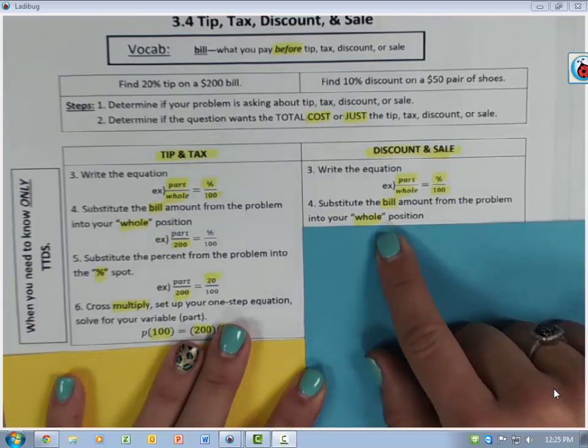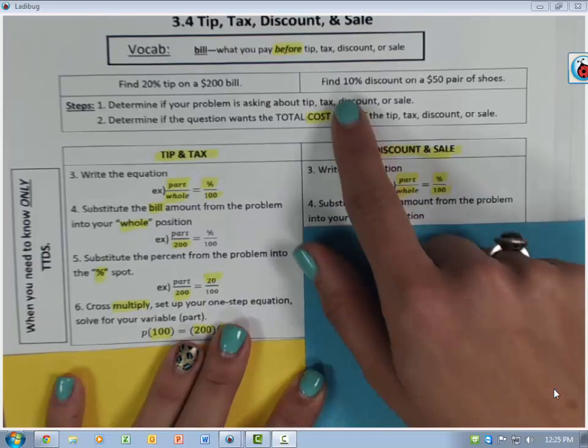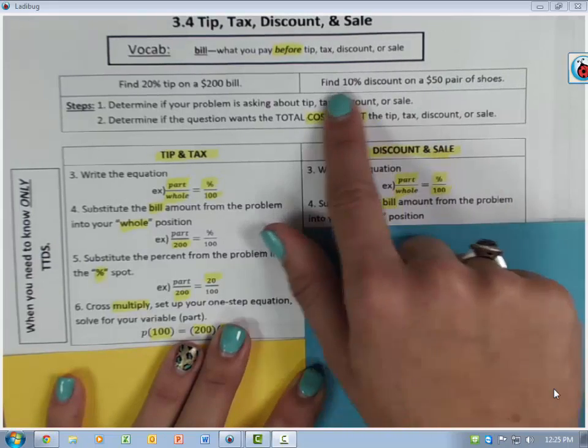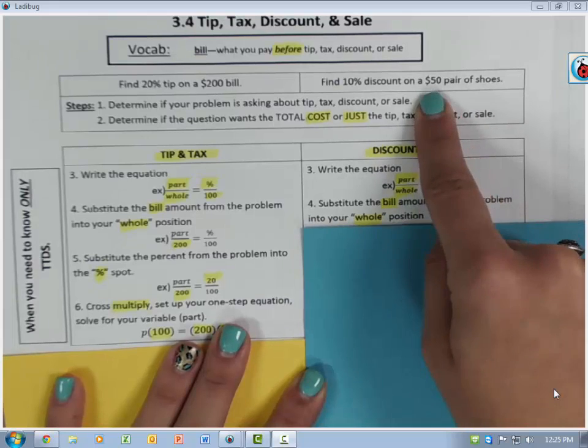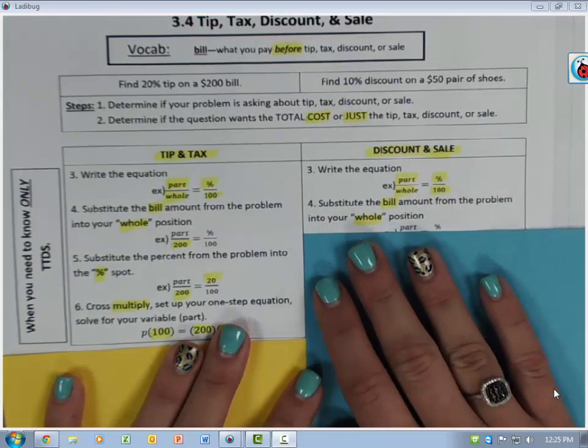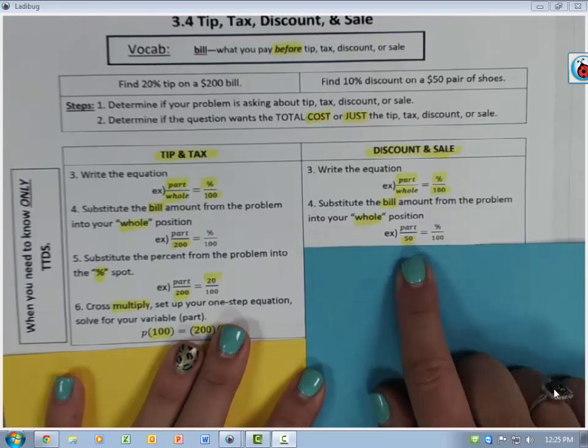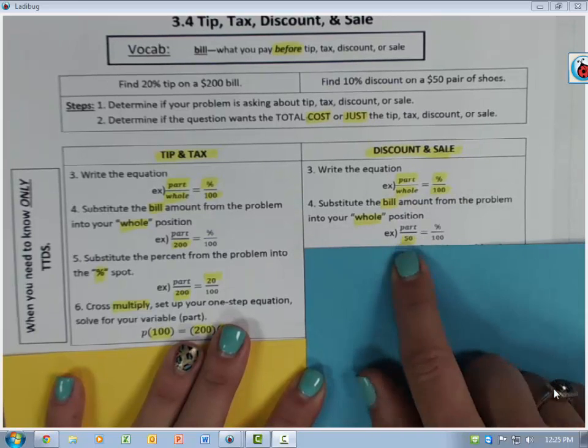Now, how much was your bill amount? We're looking at our example up here. Good, your bill amount was $50. They wanted to charge you $50, okay? Then it says, so you plug in 50 in your whole. Whole always goes on the bottom.